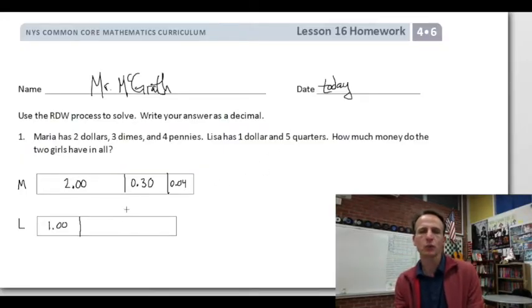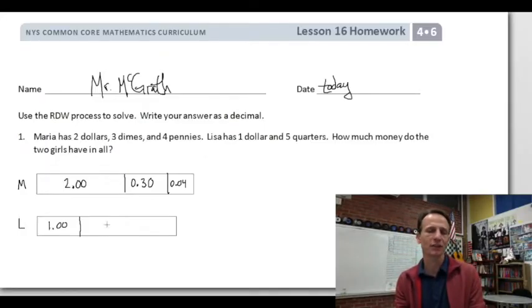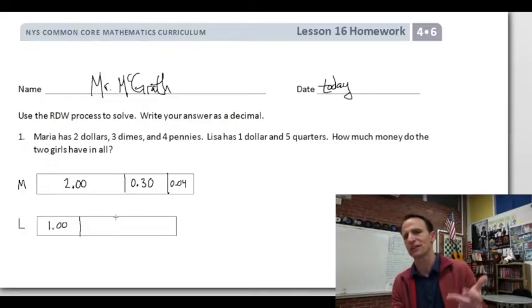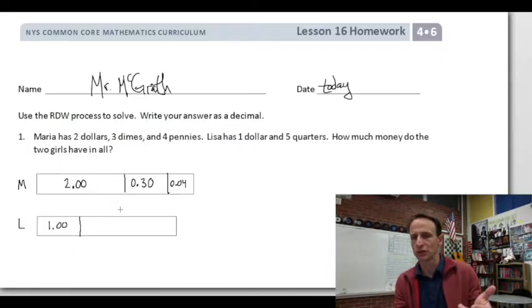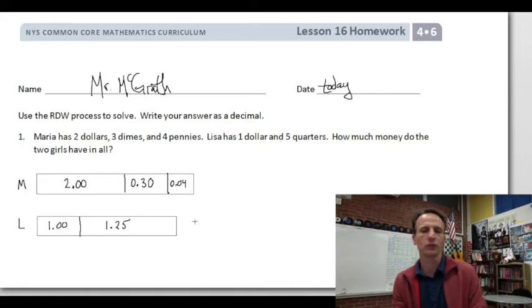And then 5 quarters. Well, let's not pretend we don't know what 5 quarters is. 25, 50, 75, 100, or a dollar, $1.25, right? So 5 quarters is $1.25. Or we could write 5 quarters in there and figure it out later. And our question is, how much money do the two girls have in all? And call this G for girls.